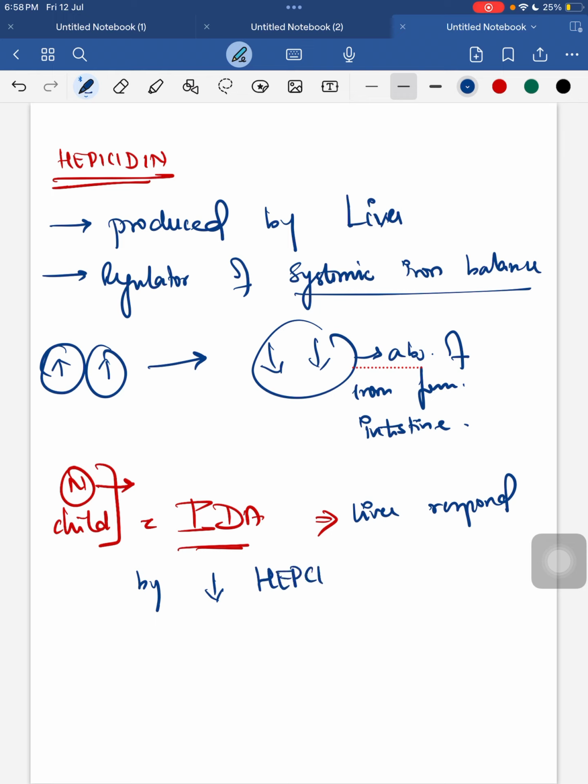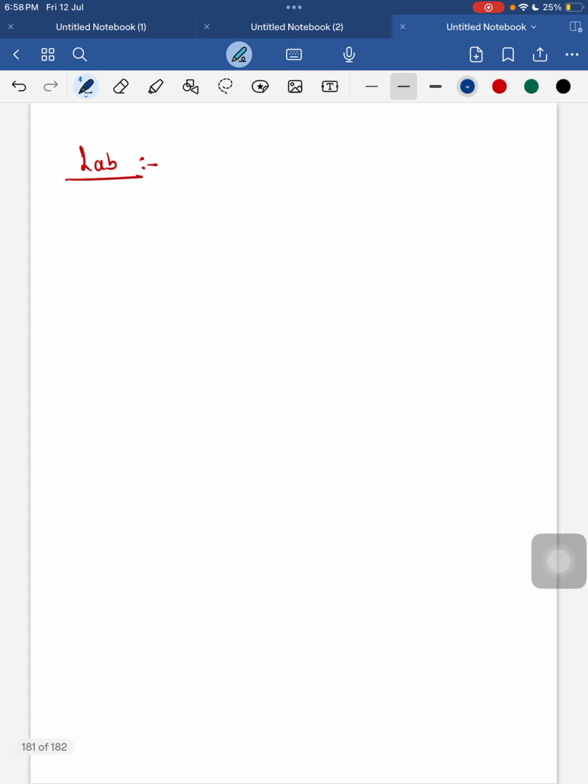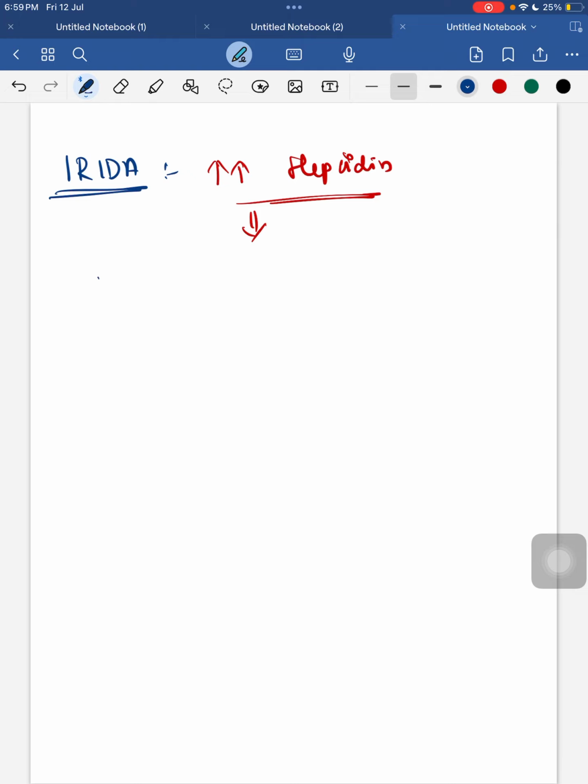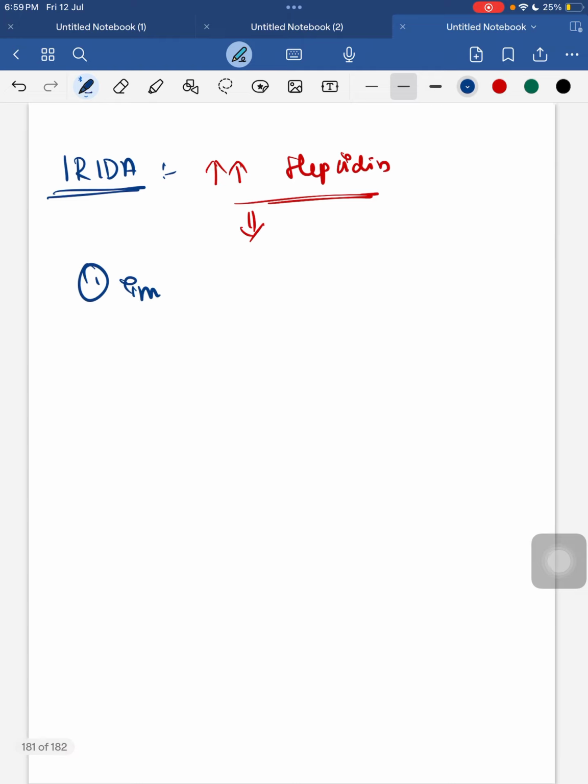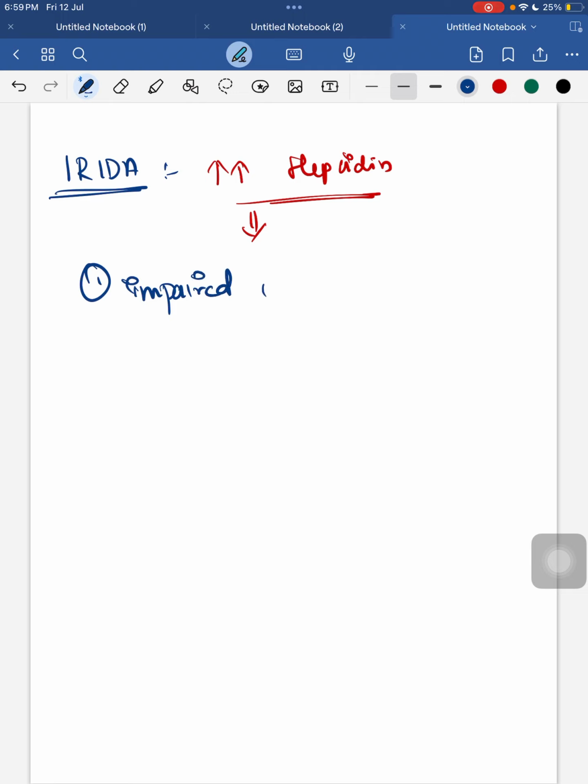Supposing in a patient with this iron refractory iron deficiency anemia, your hepcidin level will be too high. Your circulating hepcidin levels will be very elevated. That will lead to impaired intestinal absorption of your iron. Not only that, this will also impair the utilization of your parenteral iron.